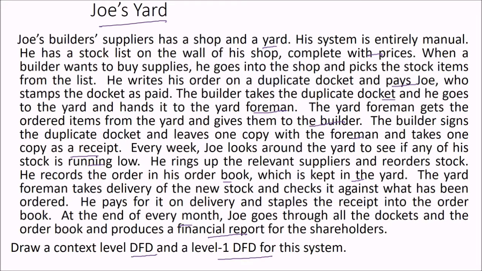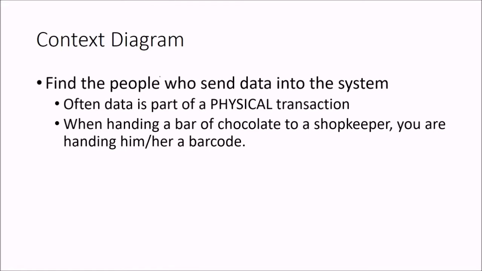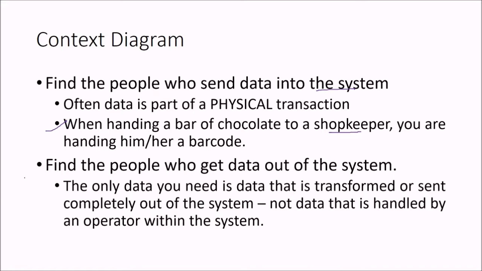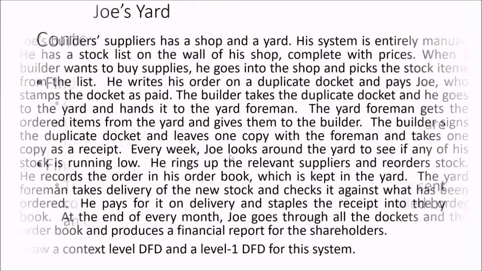Context level and level 1 DFD. Context level: we need to find the people who send data into the system. We often see the data is part of a physical transaction, and when handing a bar of chocolate to a shopkeeper, you are handing him or her a barcode. You also need to find the people who get data out of the system. So, data into the system, data out of the system. The only data you need is data that is transformed or sent completely out of the system, not data that is handled by an operator within the system.